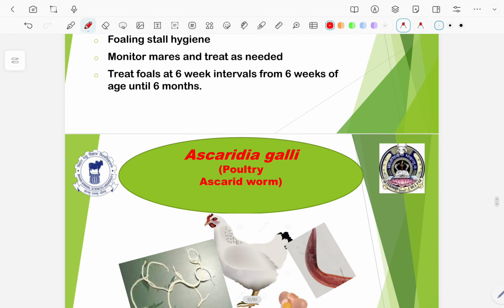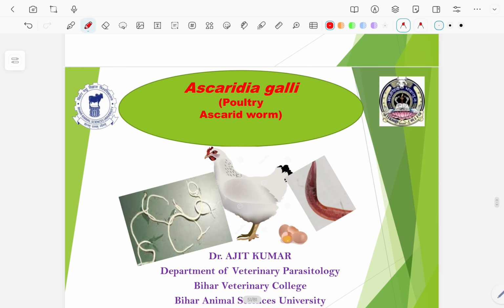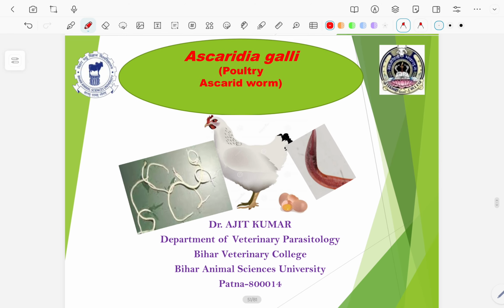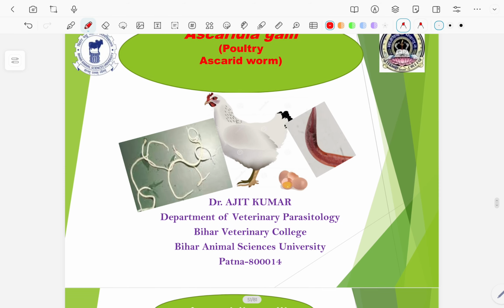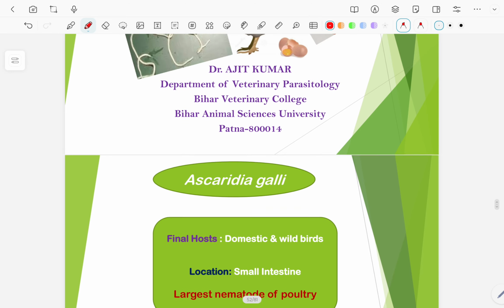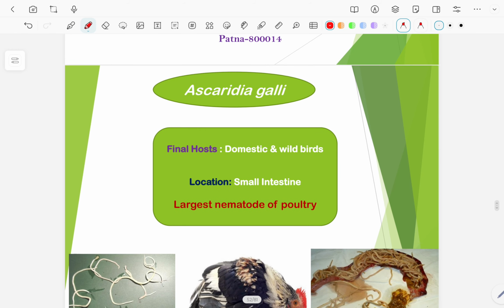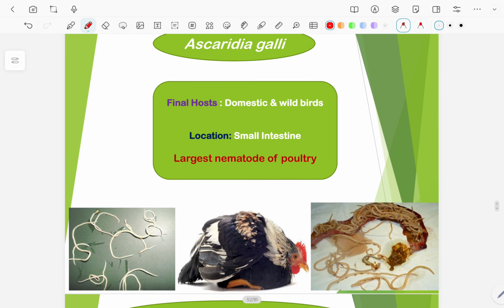Ascaridia galli, poultry ascarid worm. Ascaridia galli final hosts: domestic and wild birds. Location: small intestine. It is the largest nematode of poultry.